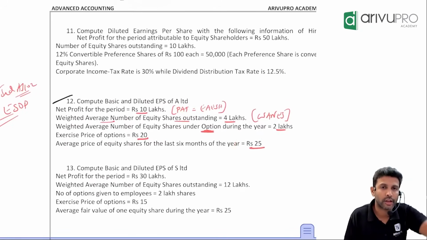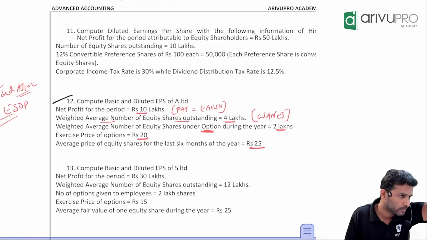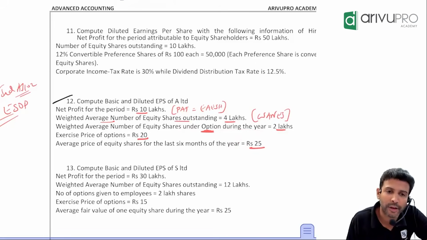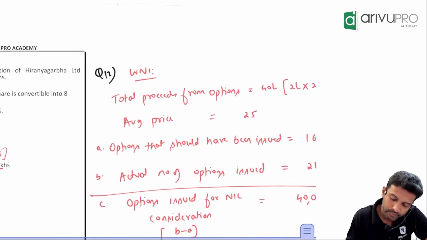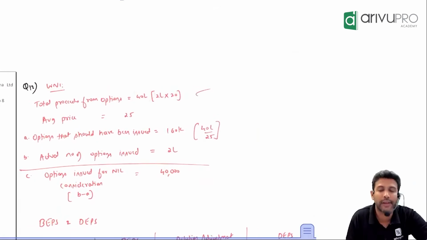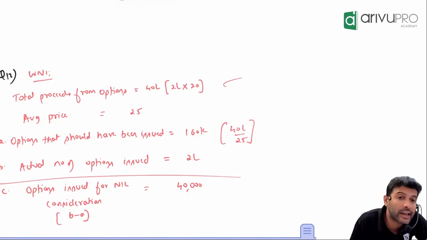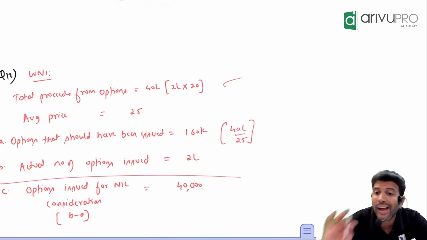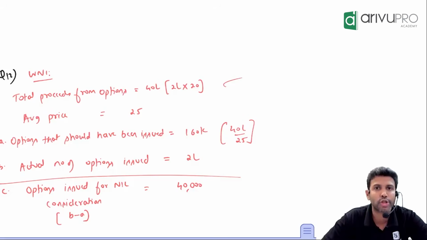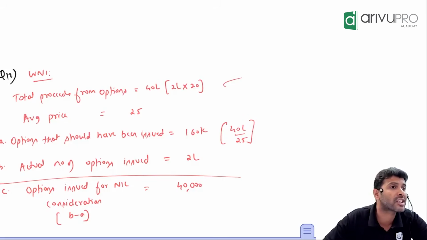25 rupees. Sir, you have 40 lakh rupees with you, and the price of one share is 25 rupees. How many shares can you buy? Ideally, how many shares can you buy? 1,60,000. Correct? That means the company should have given how many shares to their employees if they had issued the shares at a fair price?